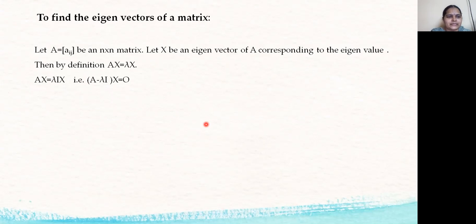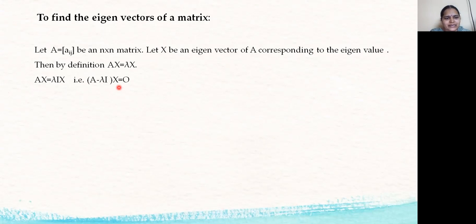Now we will see how to find the eigenvalues and eigenvectors of a matrix. So again we take the definition. By definition, if we have a matrix A, and x is an eigenvector of A corresponding to the eigenvalue lambda, then Ax equal to lambda x. This can also be written as Ax equal to lambda I into x, where I is the identity matrix. The order of the identity matrix is equal to the order of the matrix A, and that can be written as A minus lambda I into x equal to 0.